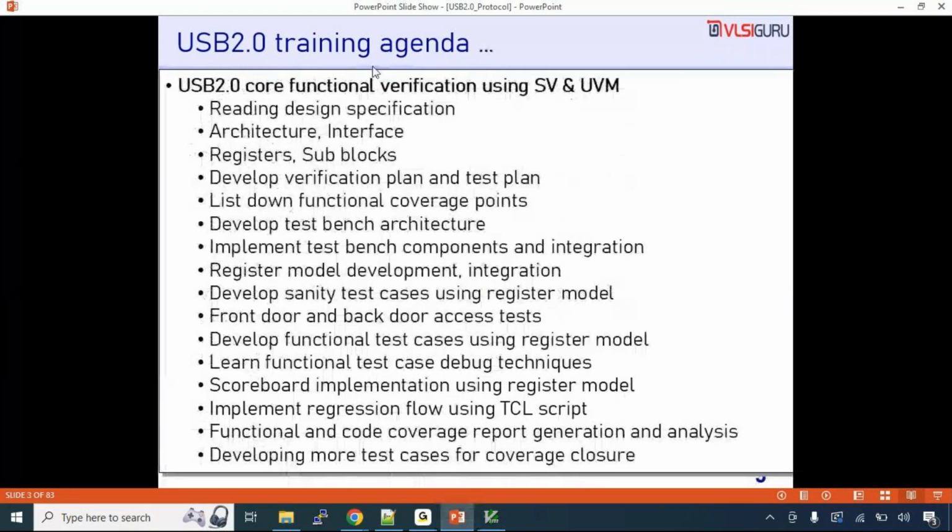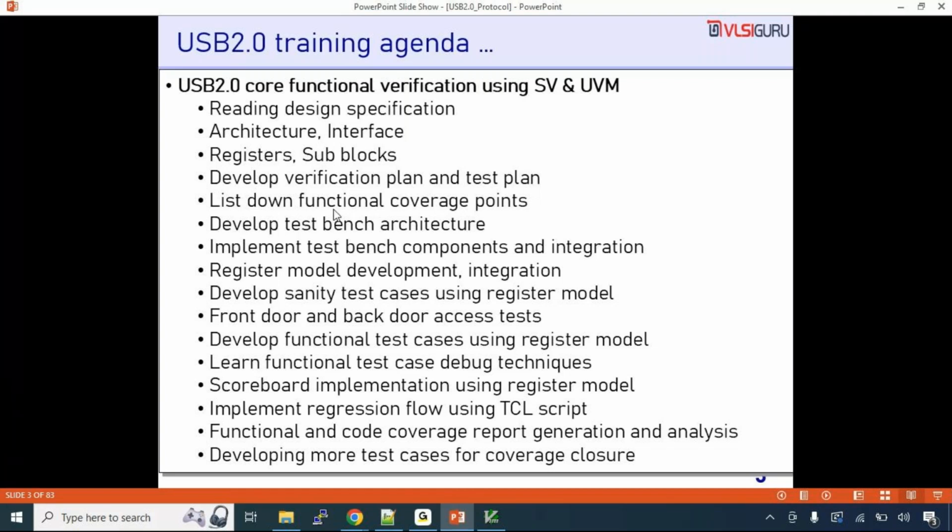The second part of the training, as I said, will be focused on USB 2.0 core functional verification using SystemVerilog and UVM. We will be working on the entire flow, starting from reading the design specification. How do we start with the design specification? How do we read it, and how do we list down the features? Given a design specification, how do we understand the architecture, what interfaces are there, what registers are there, what subblocks are there? Then we learn how to develop the verification plan and test plan, how to list down features and how to come up with the test plan.